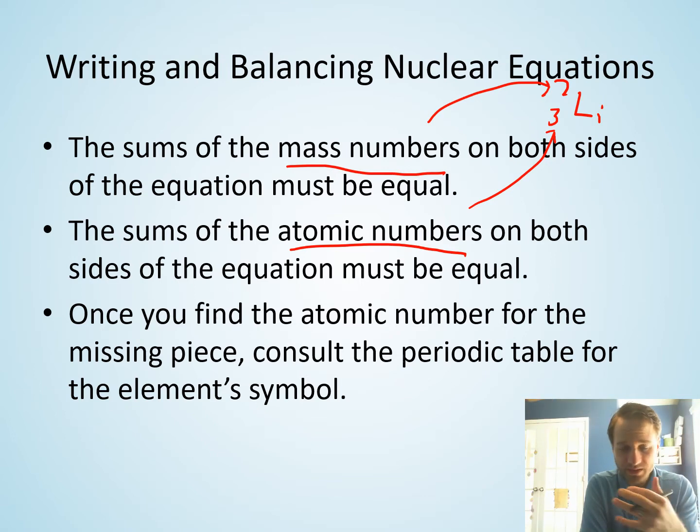And once we balance these things, if we have a missing element, balancing those equations will help us determine what that missing element is. Then once you know the atomic number of that element, you can write out its symbol by just looking at a periodic table.